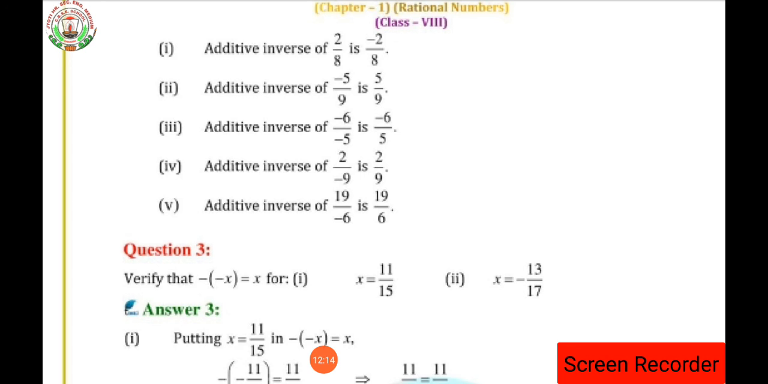Additive inverse of 2 by minus 9 is, since the negative sign is present in the denominator, it goes to the numerator. Then the additive inverse will become plus, that will be 2 by 9. Then the additive inverse of 19 upon minus 6 will be 19 by 6. So clear up to here, students? I hope you understood this question. This is just a revision.